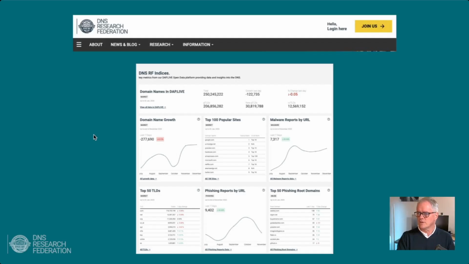We're looking at our own what we call DNSRF indices, which are available on the front page of our own website, dnsrf.org. These indices are sort of trade measures. These are things that are coming from DAP.LIVE and they're connected today now. And we're just going to show how we do that.